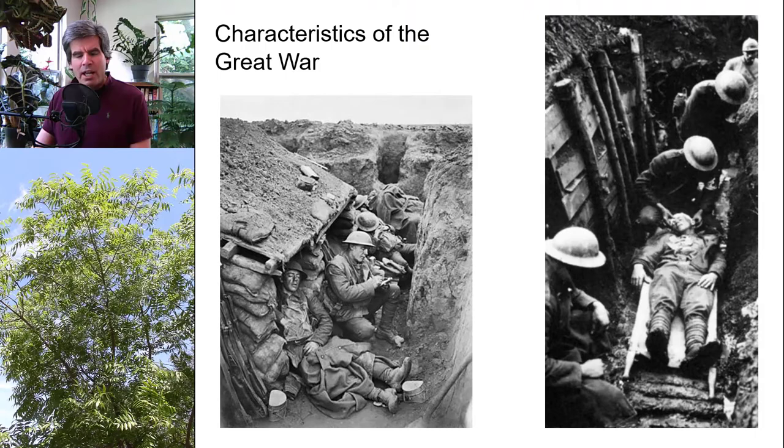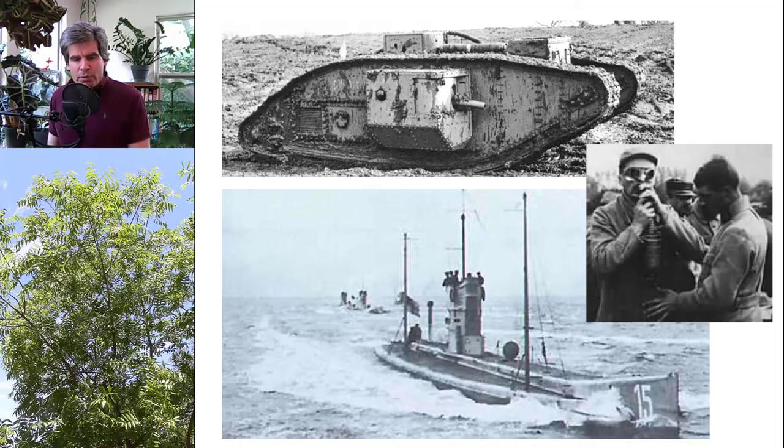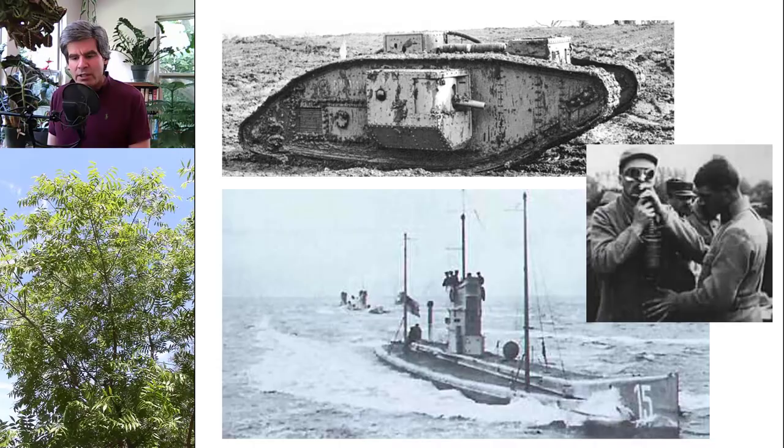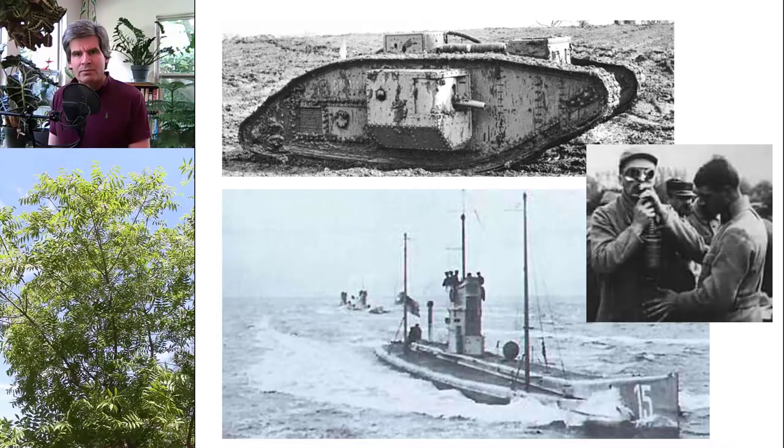So the war reached a kind of stalemate where both sides were dug into their trenches and neither side could advance. And the Great War was also a war involving new deadly weapons. There were U-boats, which were German submarines that could fire torpedoes and sink ships at sea. There were machine guns, and there were tanks, and eventually the development of poison gas.